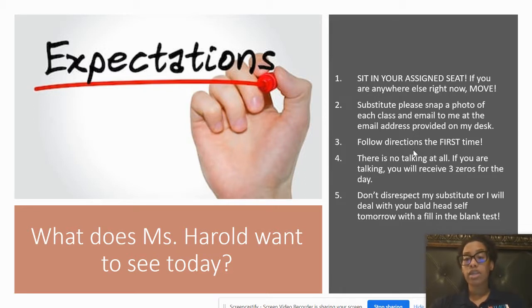Please follow directions the first time they're given. There's no talking at all. The only students that are allowed to talk are my students who need language supports. And they know who they are, and I've already given her those names. And if you don't know if it's you, then it's not you. Okay. Do not disrespect my substitute under any circumstances, or I'm going to deal with you tomorrow with that fill-in-the-blank good old test. So please be respectful to my substitute. She's taking time out of her day to come and be with you guys. So please be respectful and do whatever she asks you to do. Thank you, guys. So let's go ahead and get started.